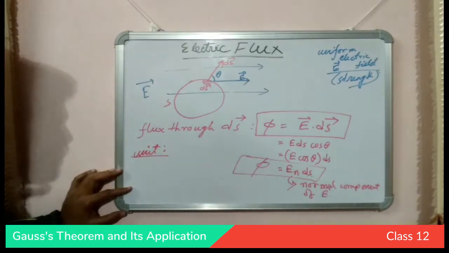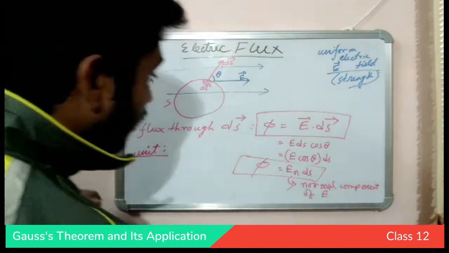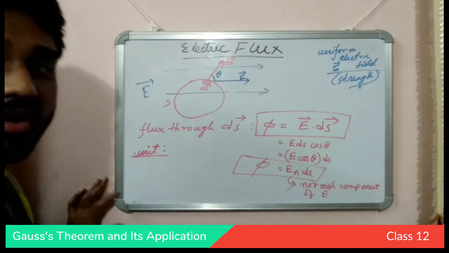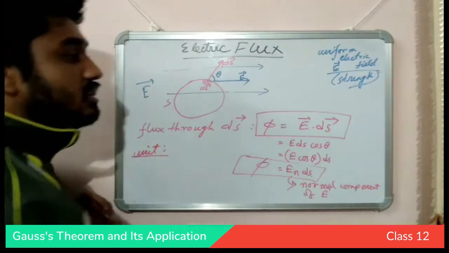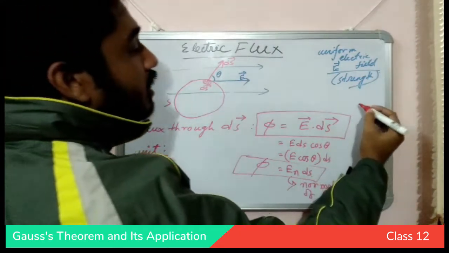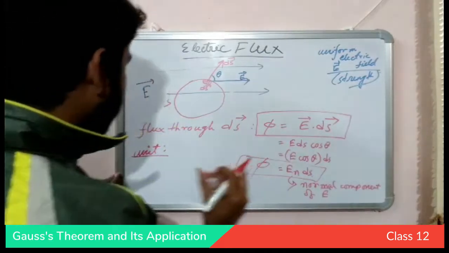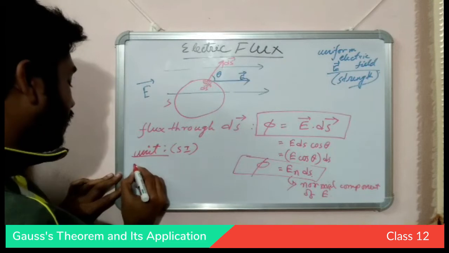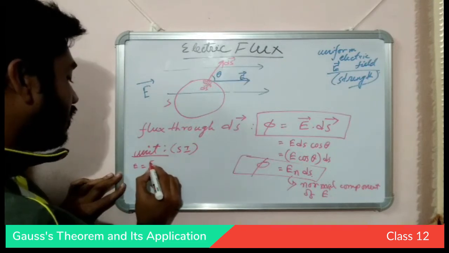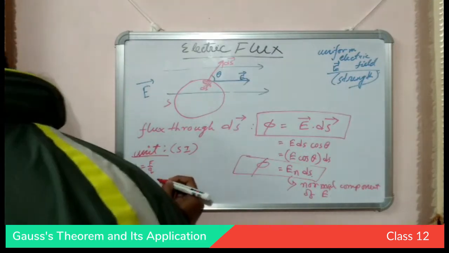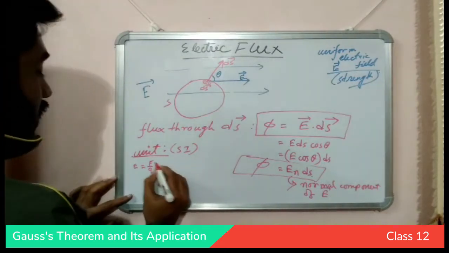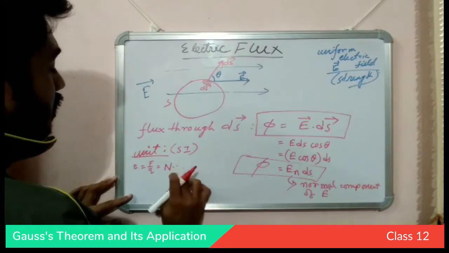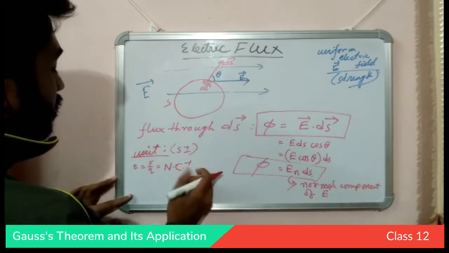Let's calculate the unit. What is the unit? Here is E. What we learned in the previous class is that E is F by Q. We will consider the SI case only. E is F by Q, so the F is Newton and Q is Coulomb inverse.